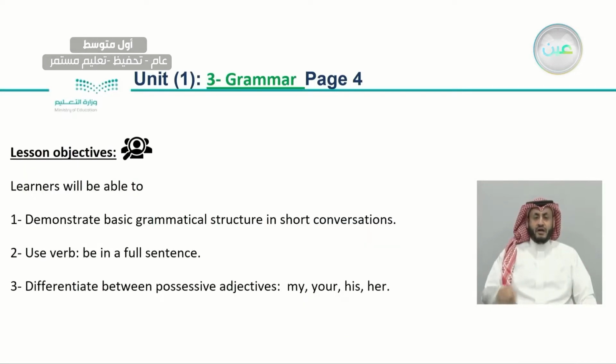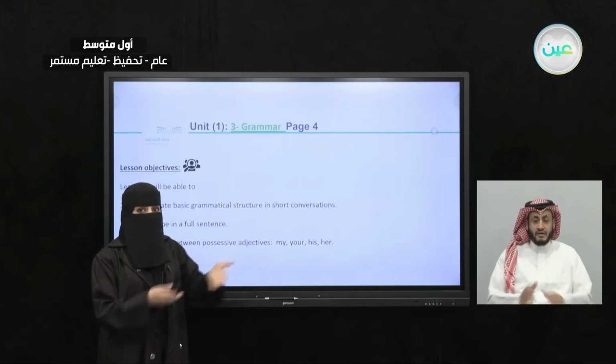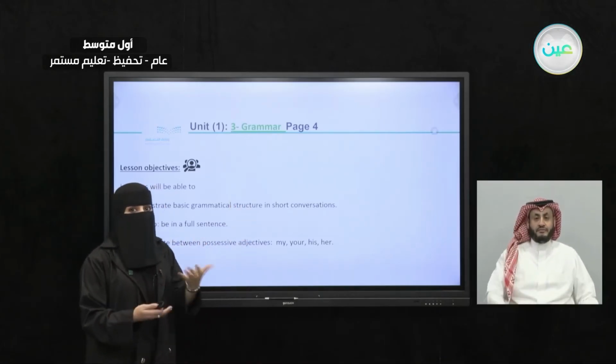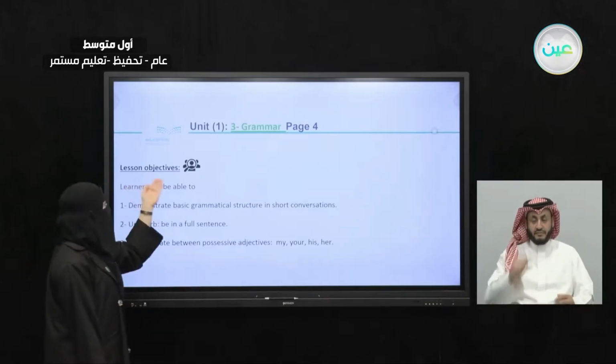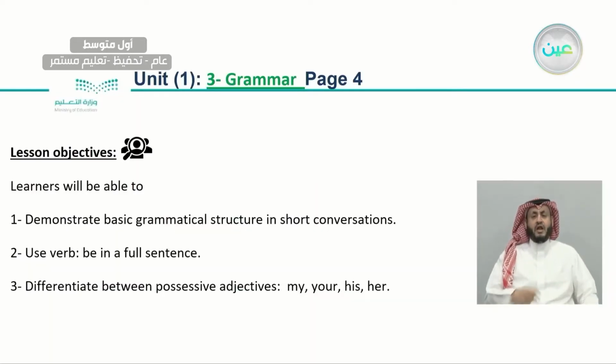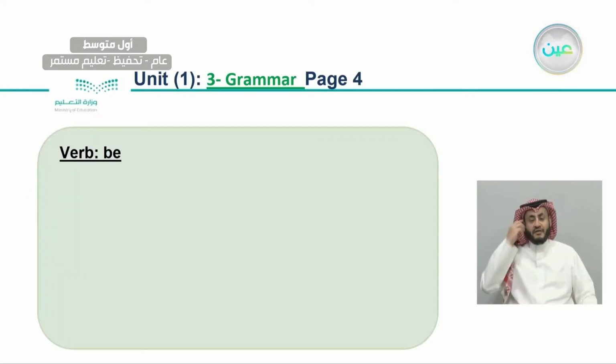Our lesson objectives for today, Unit 1, grammar, page number 4. It's a good idea to keep your book open near you, so you can know which page I'm talking about. Lesson objectives. Learners, you will be able to, number 1, demonstrate basic grammatical structure in short conversations. Number 2, use verb be in full sentences. Number 3, differentiate between possessive adjectives my, your, his, and her, okay?